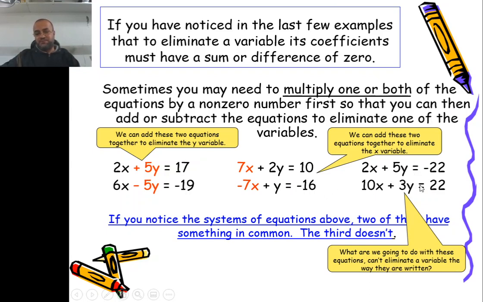Let's see this example. The two variables do not have opposite coefficients or the same coefficients. So we look at the first equation and the second equation. Here we have 2x plus 5y equals minus 22, and here we have 10x plus 3y equals 22. We should make one of the variables with the same coefficient. Here we have 2x and here we have 10x. Keep in mind what we should do here.